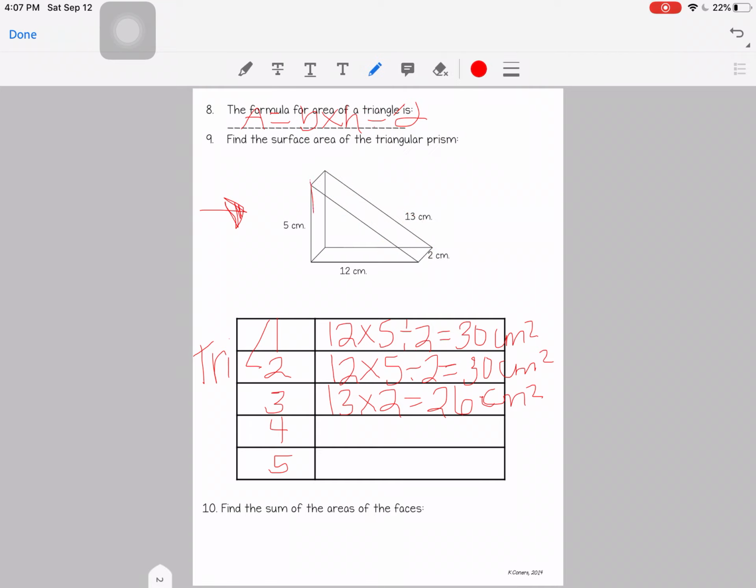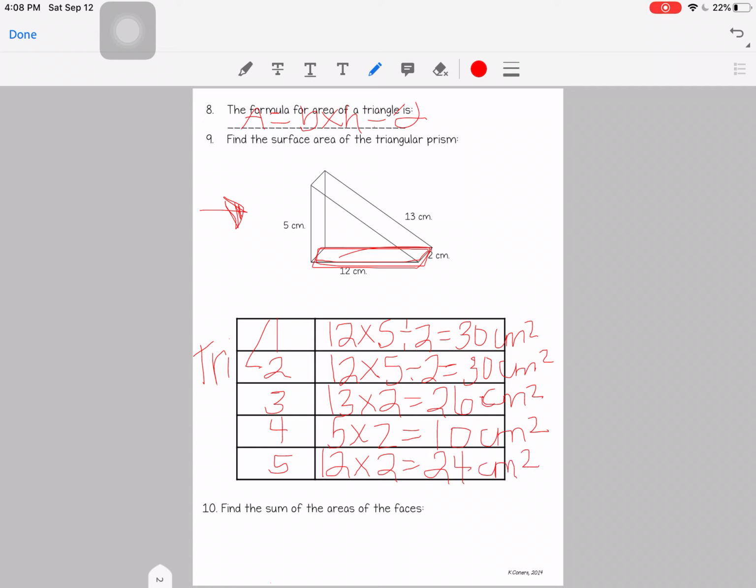Number 4, let's say it's this one in the back. All right, number 4 is 5 times 2, which is 10 square centimeters. And then finally, let's look at the bottom. And our bottom measures 12 by 2, which is 24 square centimeters.